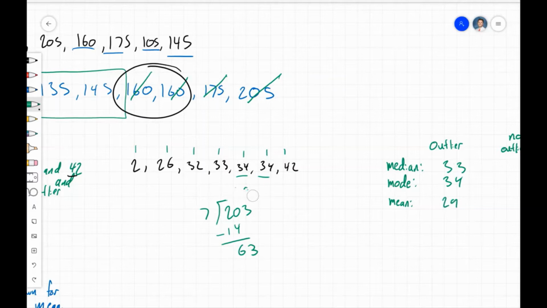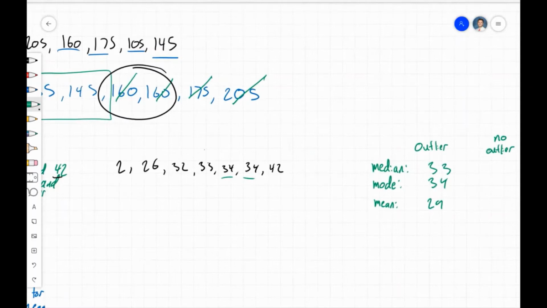Now, looking at this data, we can probably recognize that there is an outlier. We see that this number 2 is way, way less than all of the other numbers. Everything else is between 26 and 42, so pretty close to 30. 2 is much, much smaller. So that would be our outlier. So if we want to find our median, mode, and mean without it, we'll just ignore that 2.